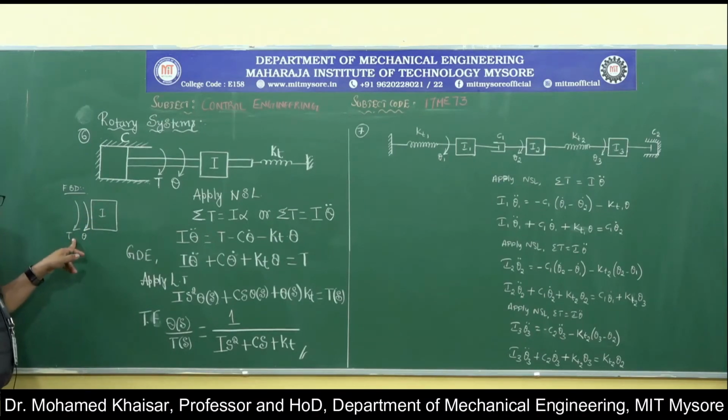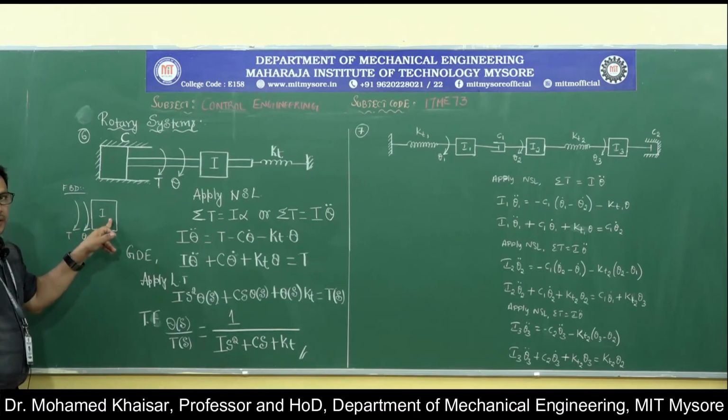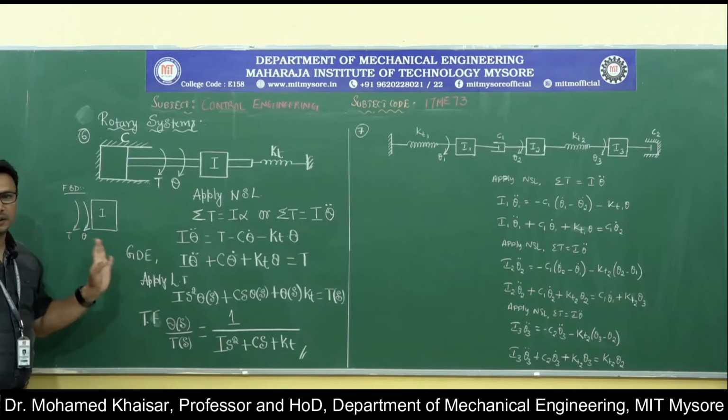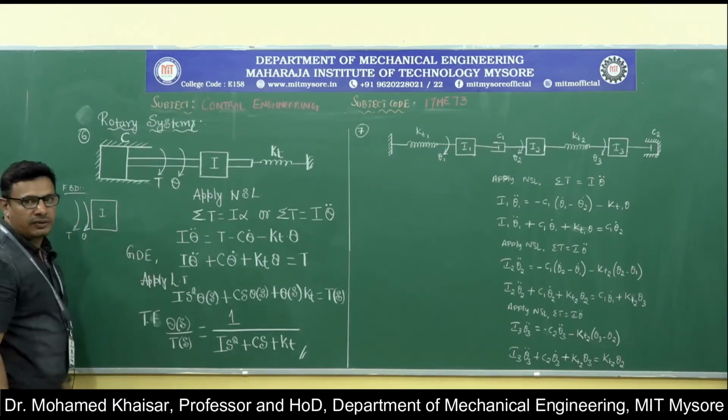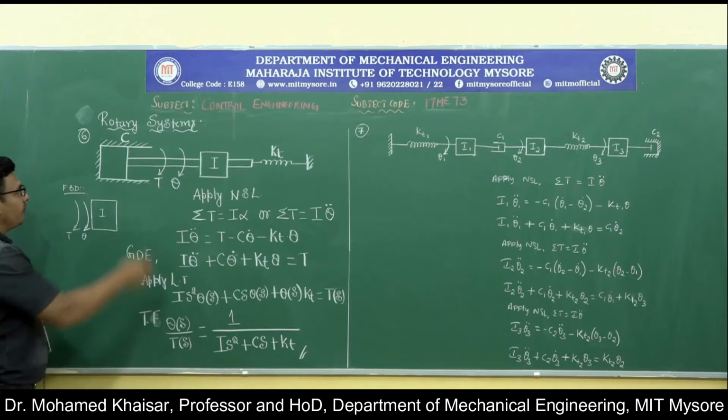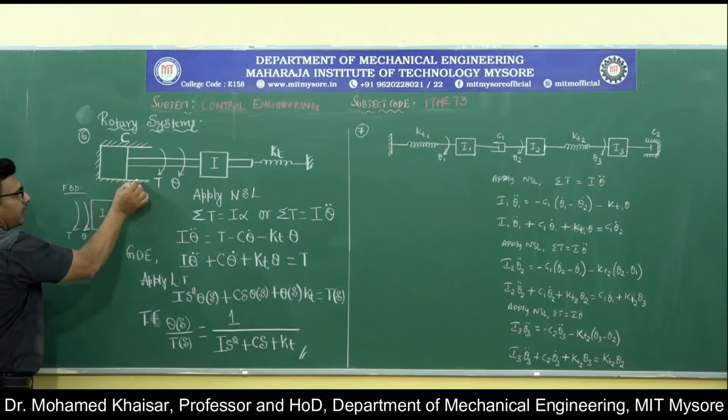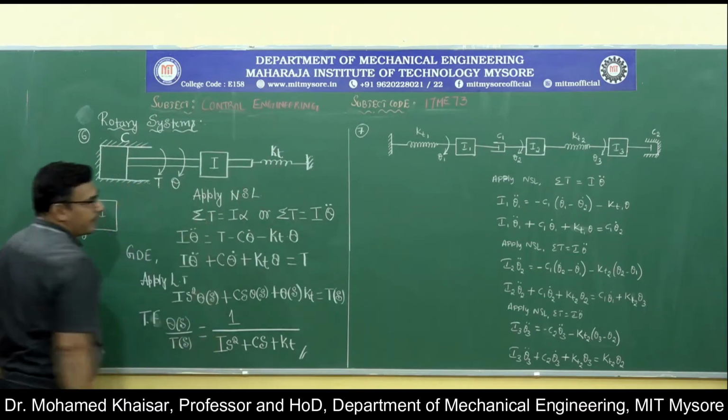So there is an inertia I which is disturbed by a torque T, resulting in the rotary movement of the body by an angle theta, right. Now to this disturbance, what is there to resist? So we have a damper, we have a spring.